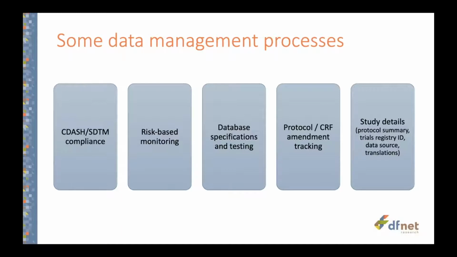Protocol and CRF amendment tracking, this can be really complicated because things can change a lot over time within your trial, and keeping track of all those changes and what changes influence the database versus not, that can be hard to keep track of. And so you can think of user-defined properties as a way of extending the properties for the study and say for a plate to document the versioning and then the history of changes over time.